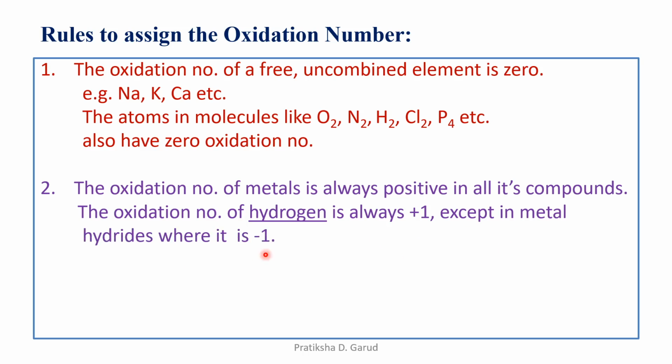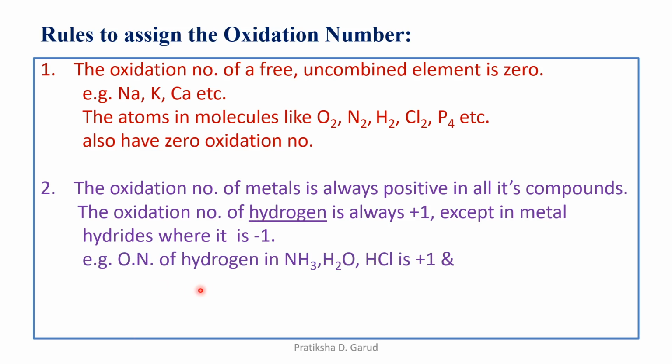Except in metal hydrides where it is -1. That means the oxidation number of hydrogen is always taken as +1. But when it is present in metal hydrides, it is treated as -1. For example, the oxidation number of hydrogen in NH3, H2O, HCl. In all these three, the oxidation number of hydrogen is +1.